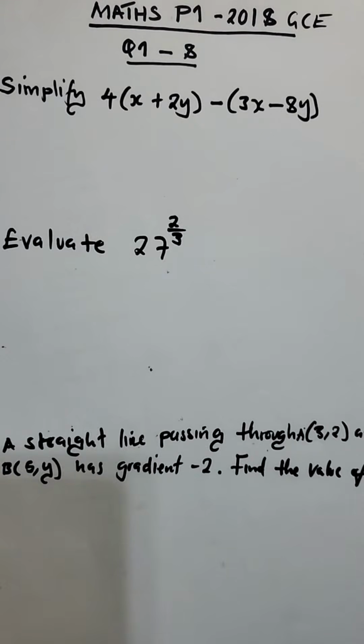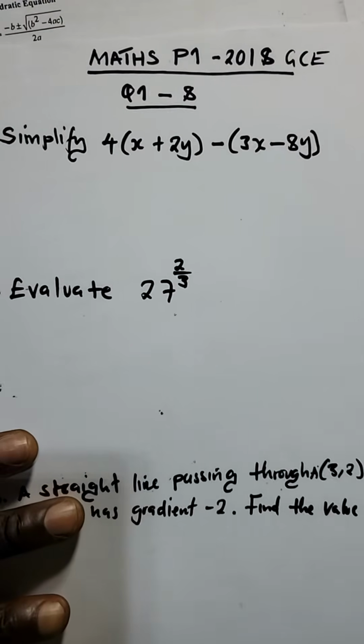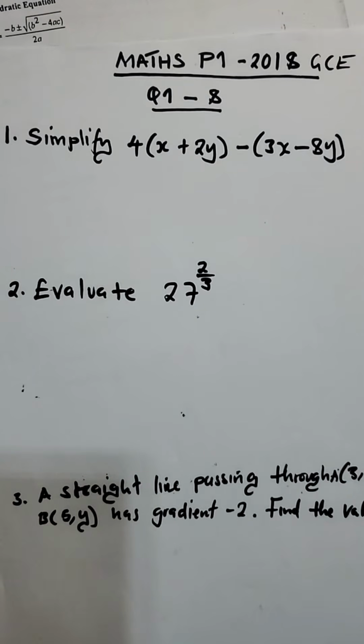All right, so the first question here is an algebraic question. Without further ado, let's get started and solve it. We are told to simplify 4(x + 2y) - 3(x - 8y).